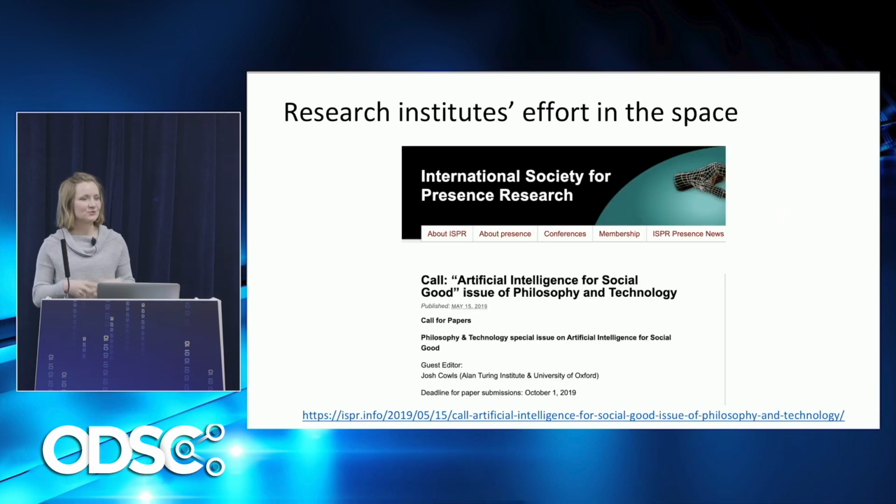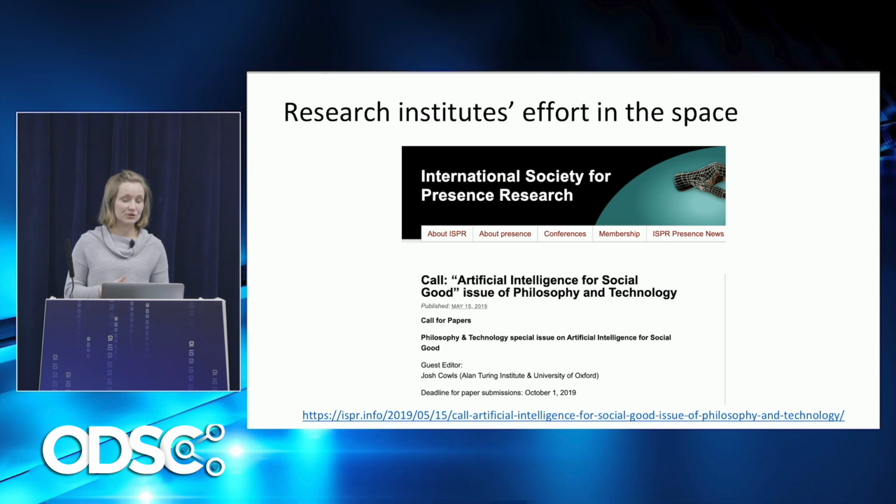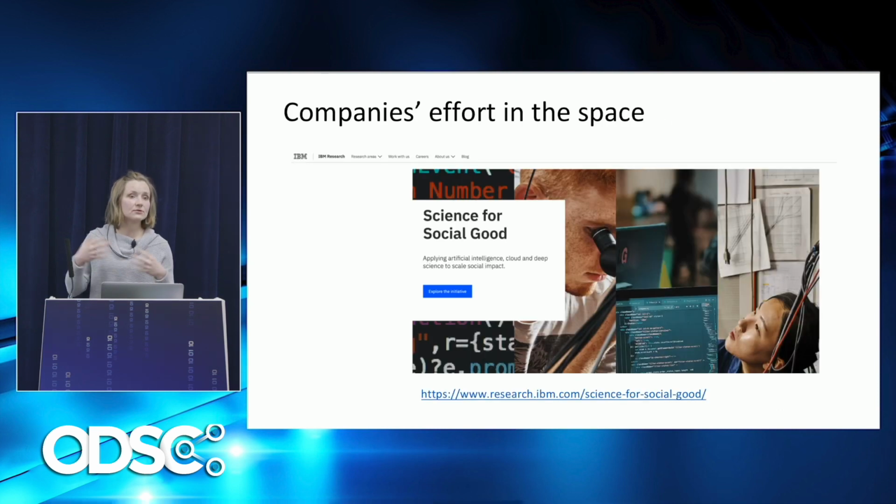And so just to show how much interest there is in the space, there is a just-closed call for a special issue on AI for social good, and it's an issue for philosophers. So they are asking philosophers to present papers on how we should do AI for social good from a philosophical point of view. There is also a lot of interest in the space in the industry.